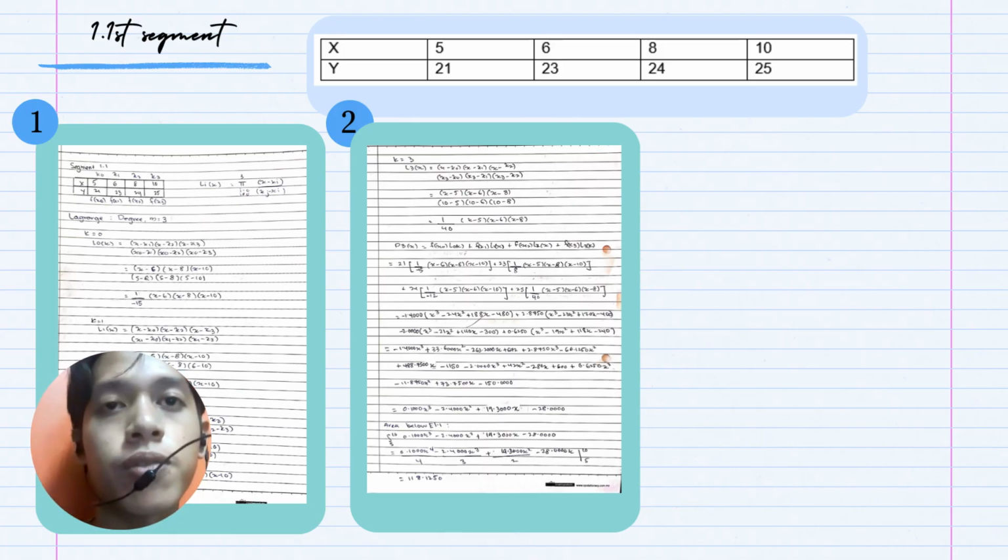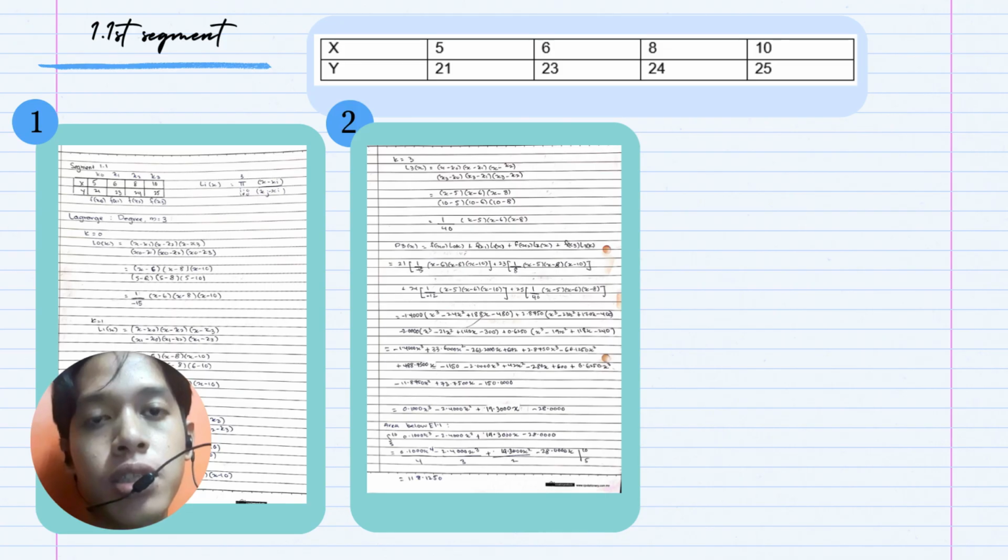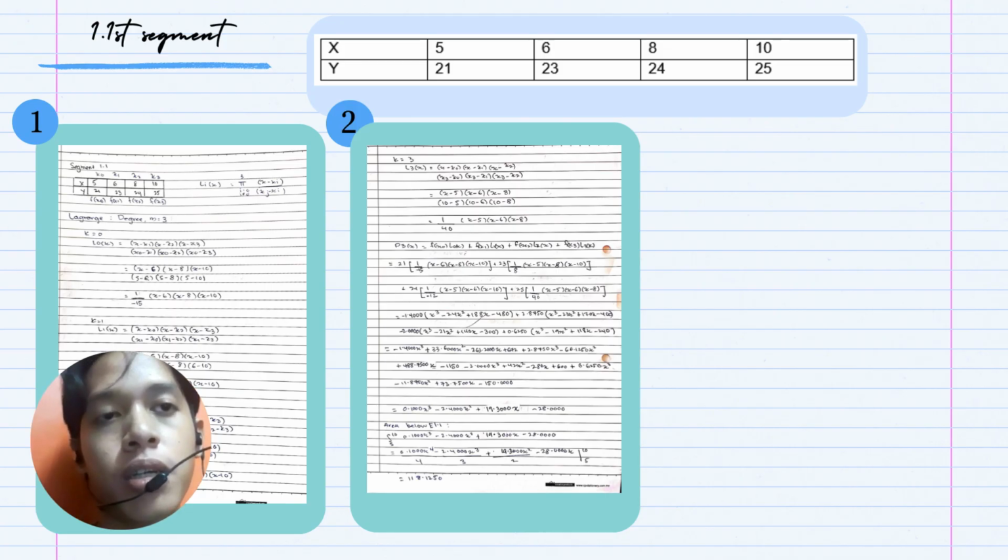Next, we'll be going to the first segment of the fish image. For the first segment, I have divided it into 3 other segments, which are 1.1, 1.2, and 1.3.